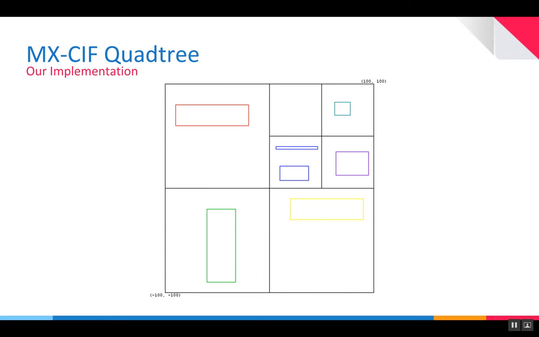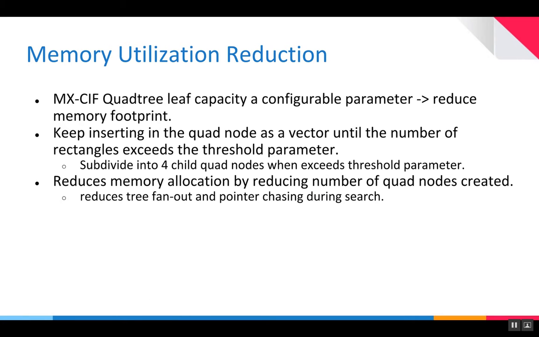But there's one extra challenge with the MxCif QuadTree, which is overflow rectangles, where, let's say, a rectangle is overflowing with respect to the bounding box. That is, let's say a rectangle is in this location, then we have to insert it into another collection called overflow rectangles, which I'll explain now.